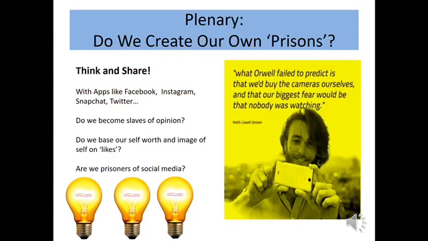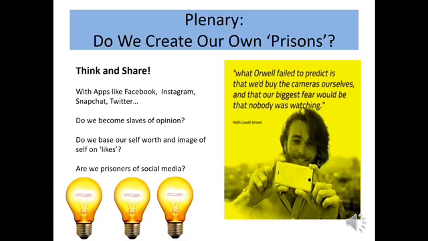Welcome back. The last thing we're going to be looking at is our plenary, and this is a very big question. Do we create our own prisons? Big concept there, huh? I want you to essentially think and share. And by share, I mean go and find someone once again in your household. Have a chat with them, have a discussion.